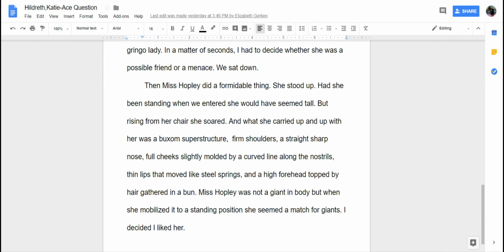Then Miss Hopley did a formidable thing. She stood up. Had she been standing when we entered, she would have seemed tall, but rising from her chair, she soared, and what she carried up and up with her was a buxom superstructure. Firm shoulders, a straight, sharp nose, full cheeks slightly molded by a curved line across the nostrils, then thin lips that moved like steel springs, and a high forehead topped by hair gathered in a bun. Miss Hopley was not a giant in body, but when she mobilized it to a standing position, she seemed a match for giants. I decided I liked her.